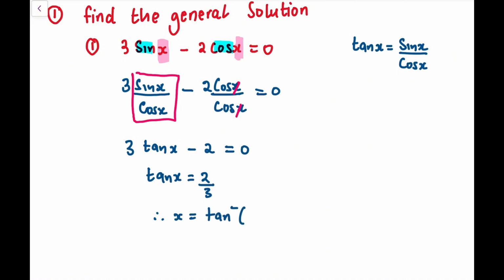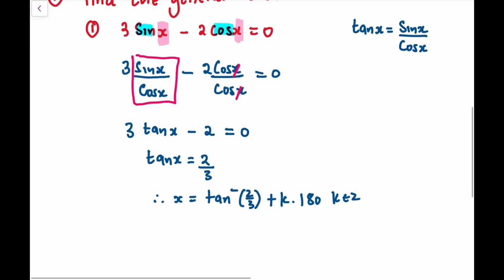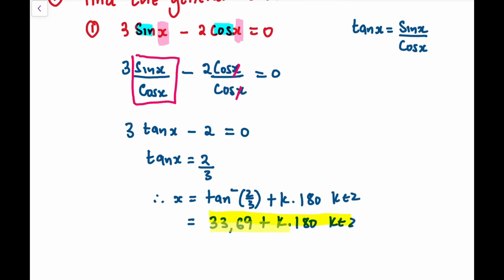So shift tan of 2 over 3, and then plus k multiplied by 180, where k is an element of integers. And then what is arctan of 2 over 3? It is 33,69. So you are going to have 33,69 plus k multiplied by 180, where k is an element of integers. So you are done. With this solution, you will get full marks in the exam or test.